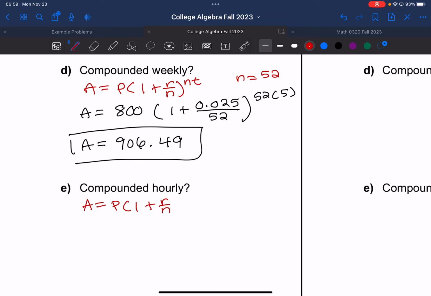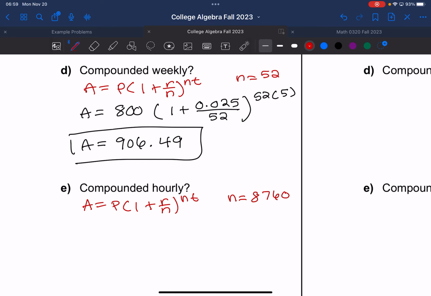But now it says compounded hourly. So how many hours are in a year? It's okay, something you'll probably have to look up. There are 8,760 hours in a year. Okay. If on the exam I'm asking you to compound hourly, I will give you that n value.